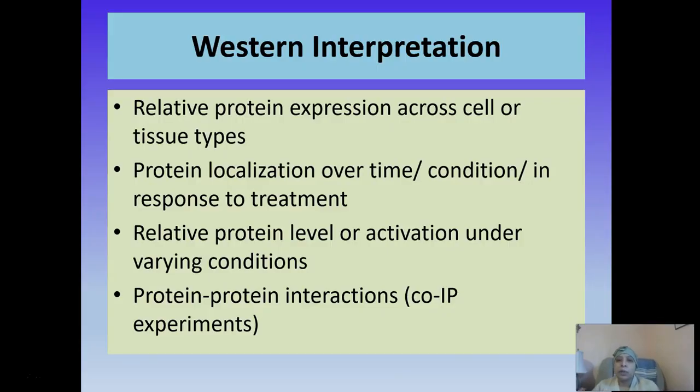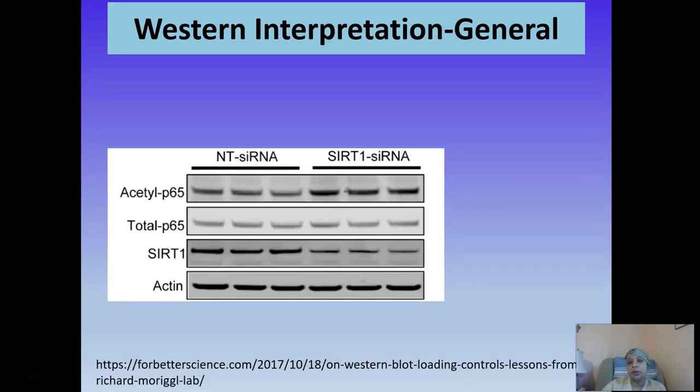So Western interpretation, once we have it, is going to give you a relative protein expression across your different cell cultures or tissue types. We can also utilize it to look for protein localization over time or condition or in response to treatment by fractionating our cells and running the different parts separately. We can also look at it for relative protein levels or activation under a specific condition or with or without treatment. And then we can examine protein-protein interactions using co-IP or co-immunoprecipitation experiments as well. So there are lots of things you can do with the Westerns. I'm going to give you some of these examples.